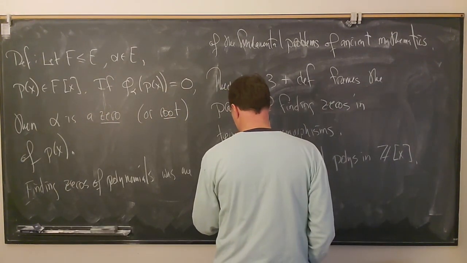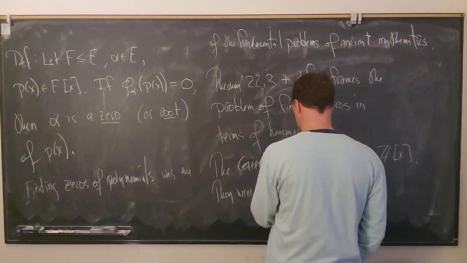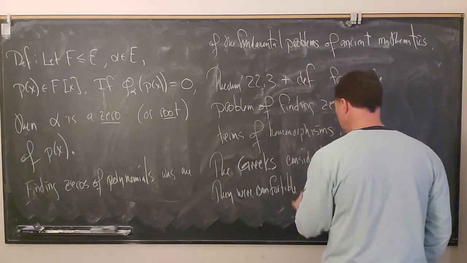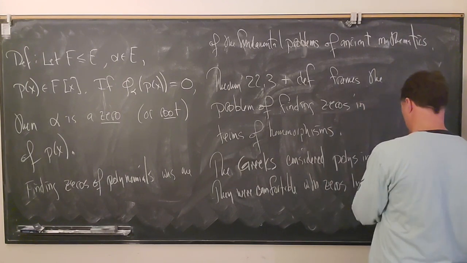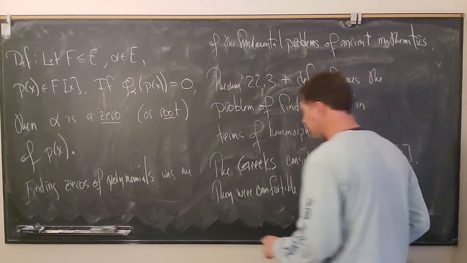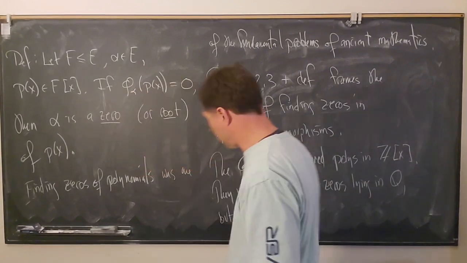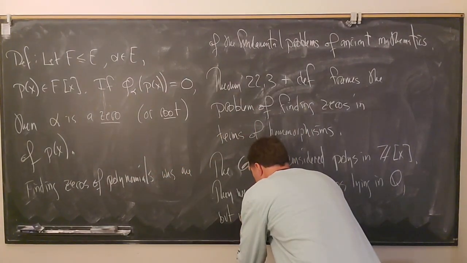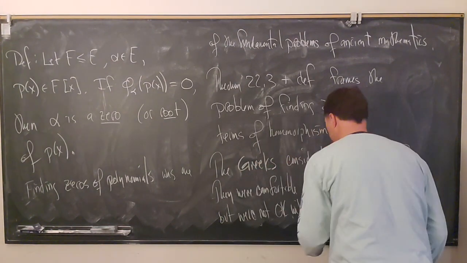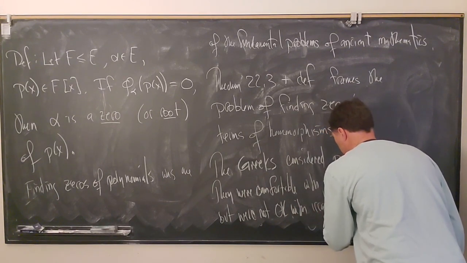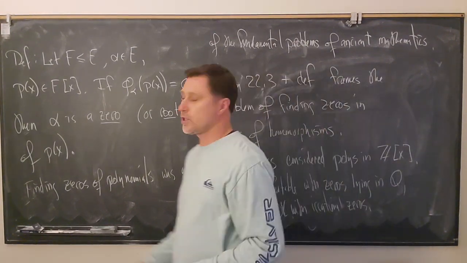So let's say they were comfortable with zeros lying in Q, but they were not okay with, I don't know how to say this, irrational zeros, right? The idea of an irrational number was just sort of abhorrent to them.